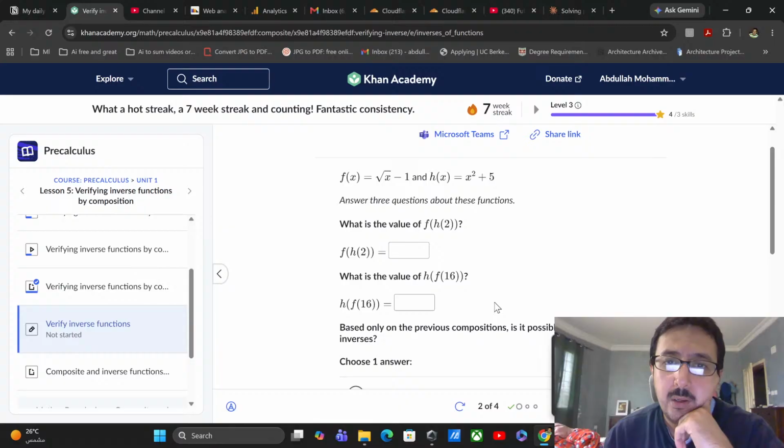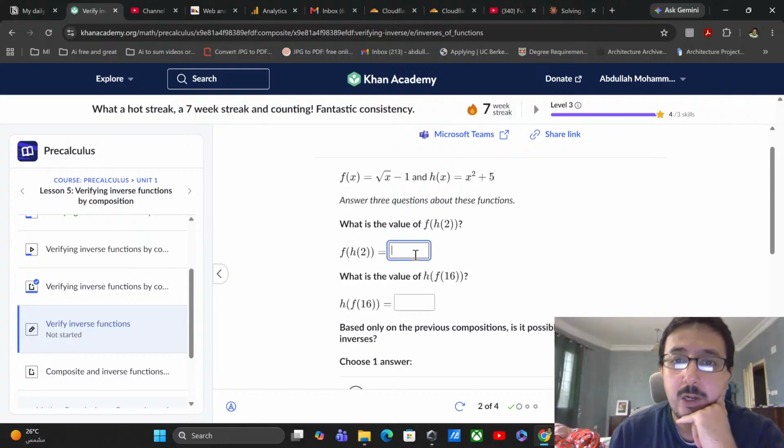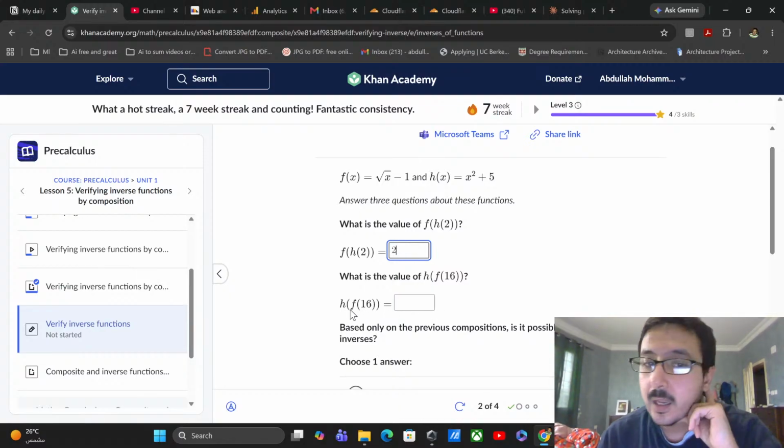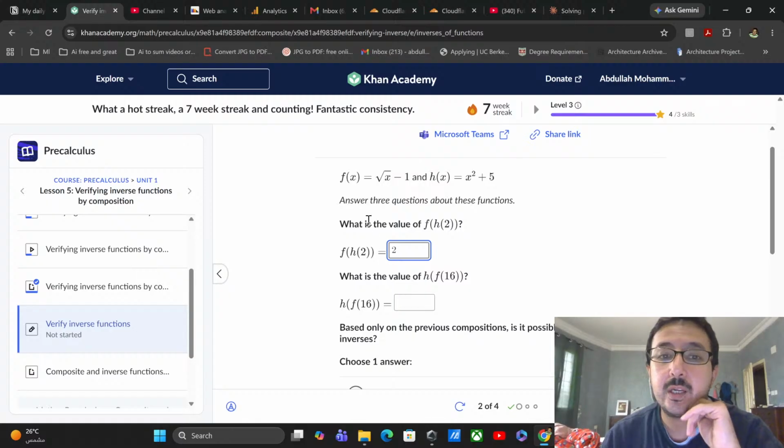Value. What's the value of h of 2? h of 2 here: 4 plus 5, 9. No, f of h of 2. So I got 9. Plug 9 in here. That's 3 minus 1. That's 2. So I got 2 here. h of f of 16. So I got 16. That's a 4 minus 1. That's a 3. 3 squared is 9. Plus 5 is 14.